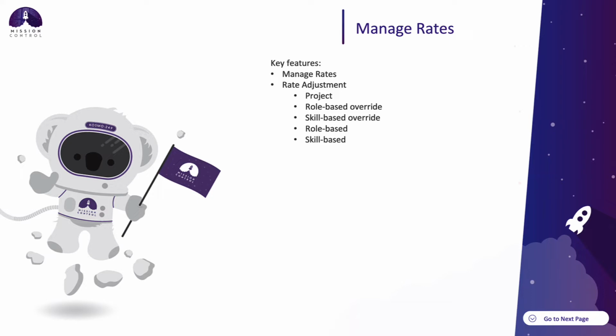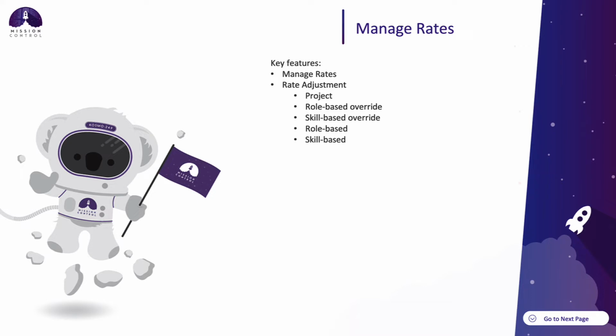The next one is role-based. This is accessible from within the role record, and this is when you're using the role-based billing rate or cost rate on the project. This would allow you to adjust the rates for an individual, and this would apply to all projects that use those role-based billing rate or role-based cost rate. And finally, skill-based, which is also accessible from the role record. This is when you're using skill-based billing rate or skill-based cost rate. This would allow you to adjust the rates for an individual role when using a specific skill across all projects.